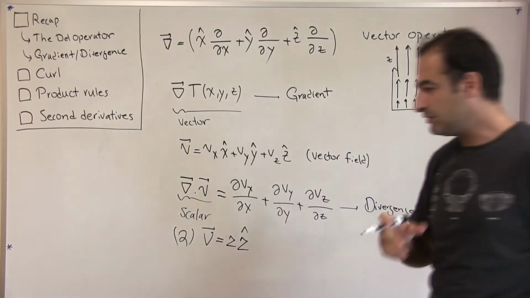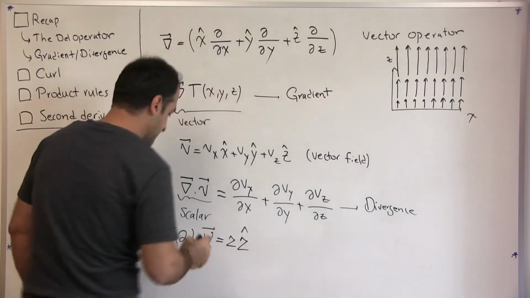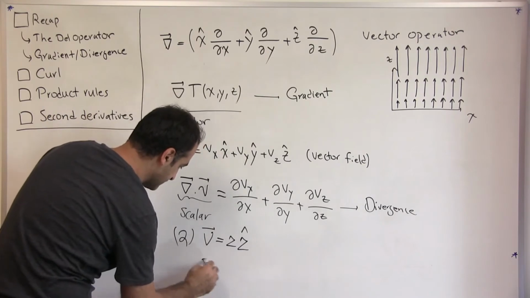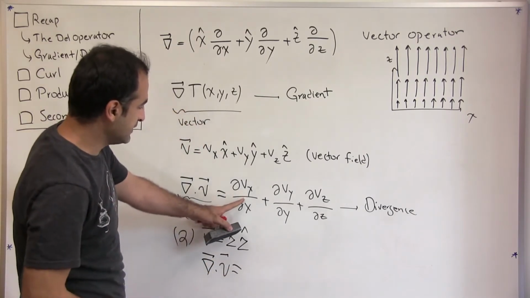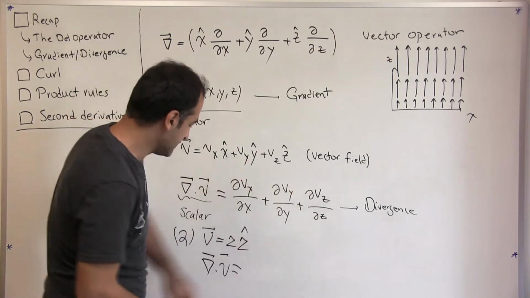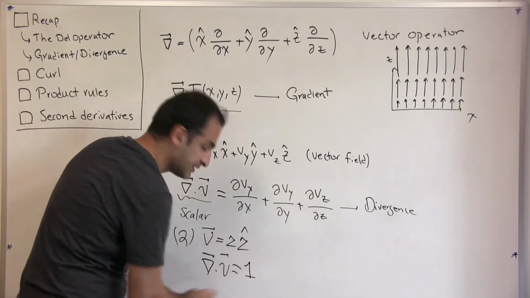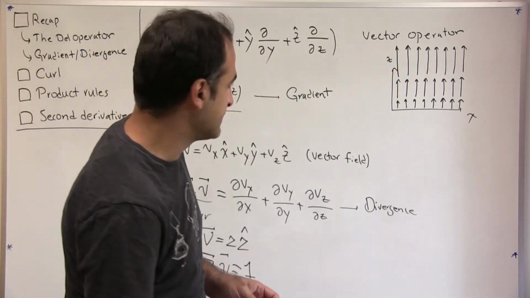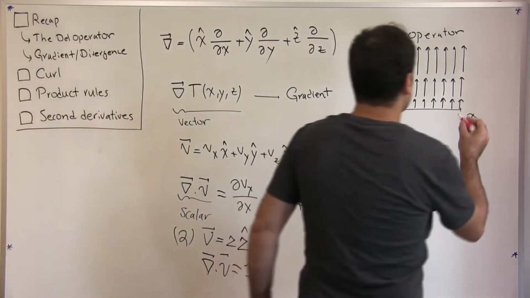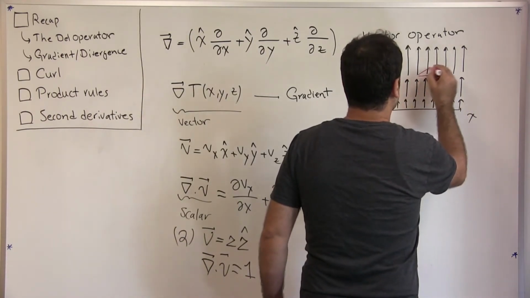It doesn't really look like diverging like the previous example, but if you look at the divergence of V, the first derivative is 0, the second one is 0, and the last one is 1. So the divergence is 1, okay? It's positive.